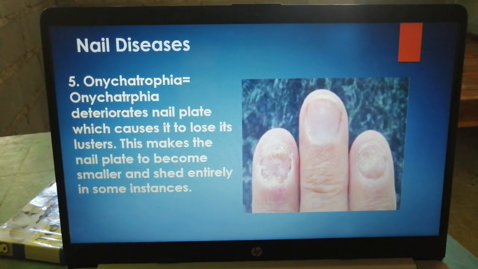onychotropeia. When we say onychotropeia, it deteriorates the nail plate, which causes it to lose its luster. This makes the nail plate become smaller and shed entirely in some instances. Onychotropeia, ito yung pag halimbawa nasira yung kuko nyo, tapos natatanggal siya ng buo, pag pumalit na, ganito na yung magiging itsura niya. Okay, so pag halimbawa natanggal yung kuko nyo, tapos magpapalit na siya, ganito yung itsura niya.